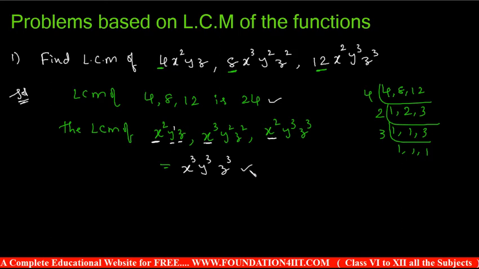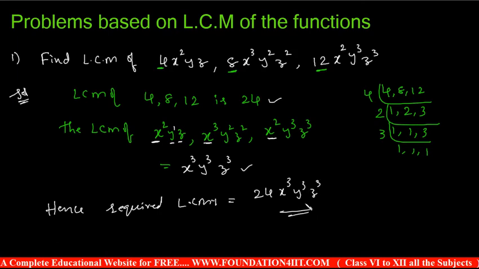Now these two combined you can write. So hence the required LCM, least common multiple, is 24 x cube y cube z cube. Okay, so this is the way.